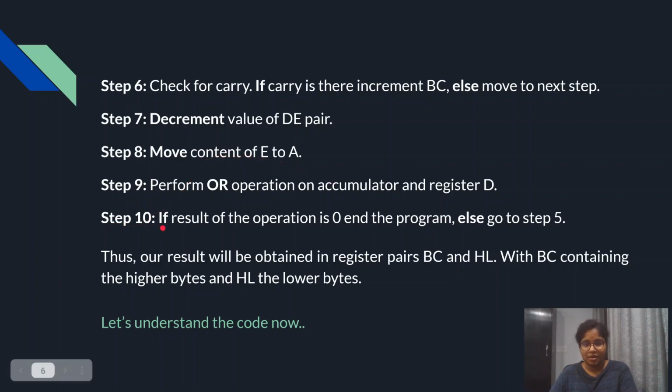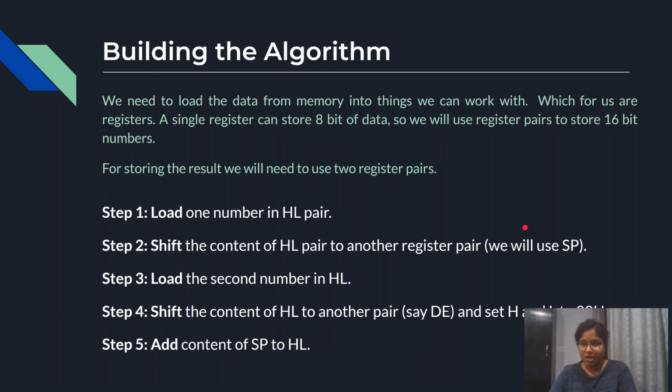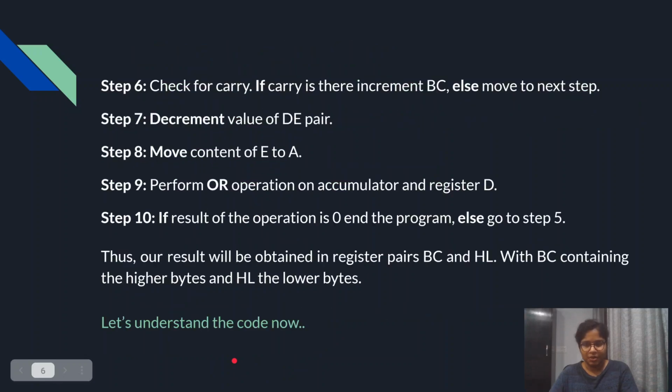So step 10 is that if the result of the above operation is 0, the program will end. That is, the program will end when the value of the DE pair is 0. And if the result of the operation is not 0, we'll go back to step 5. That was the addition of the value of SP to HL. And all the further steps will be repeated again.